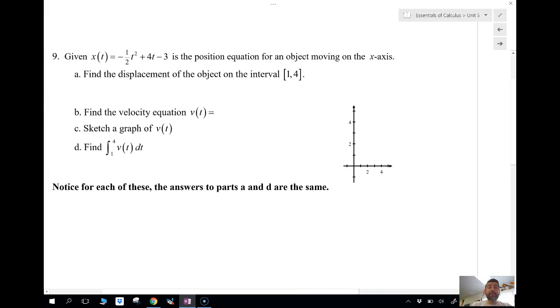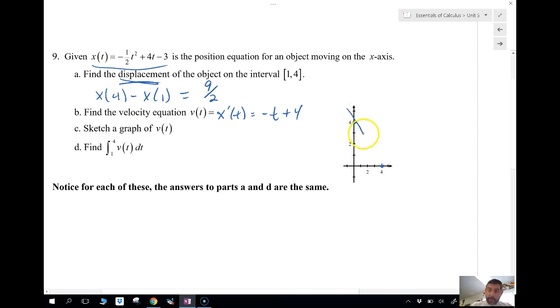So let's suppose I have a position equation, okay? And let me find the displacement. So the displacement of the object is x of 4 minus x of 1, right? Which is going to give me, when all is said and done, and I plug in things, 9/2. The velocity is the derivative of that, right? It's the derivative of my position, which is going to give me -t plus 4. Let me go and graph that.